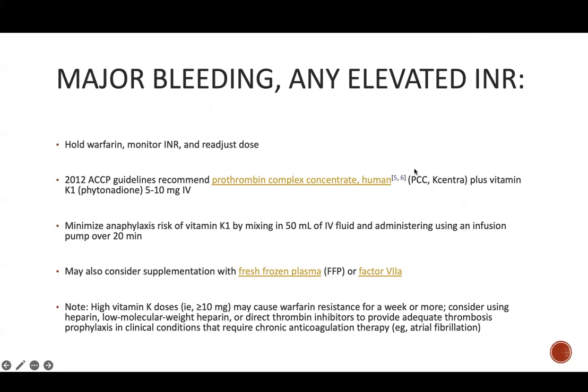You have to give vitamin K, but to immediately reverse the action, you have to administer prothrombin complex concentrate, or you can give fresh frozen plasma or recombinant factor 7A. Remember, in case of major bleeding, the dose of vitamin K should be IV 5 to 10 mg, and you should not give it direct IV. You should dilute it in 50 ml of fluid and administer it slowly, because there is a risk of anaphylaxis.